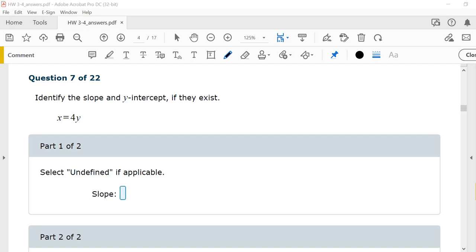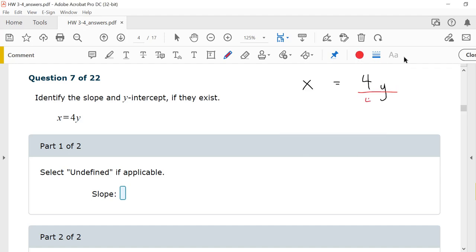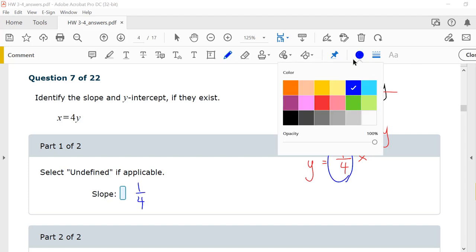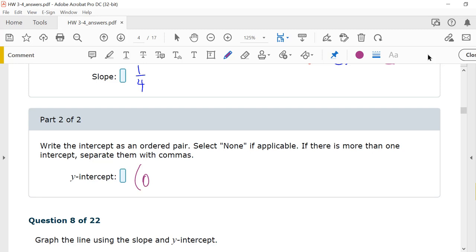Number 7, x equals 4y. I want to get the y by itself, so first thing I'm going to do is divide both sides by 4. So I have y equals x over 4. I'm going to write it this way. Y equals 1 over 4x, and then plus 0. Y equals 1/4 x. The slope is 1/4. The y-intercept, there's nothing over there, so it must be (0, 0).